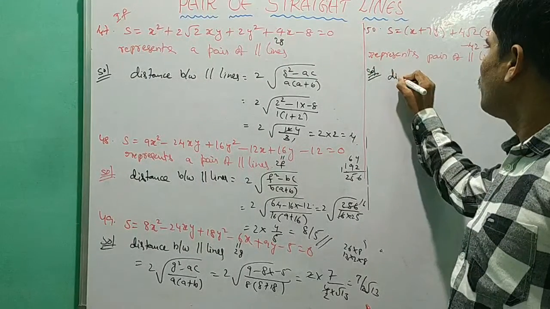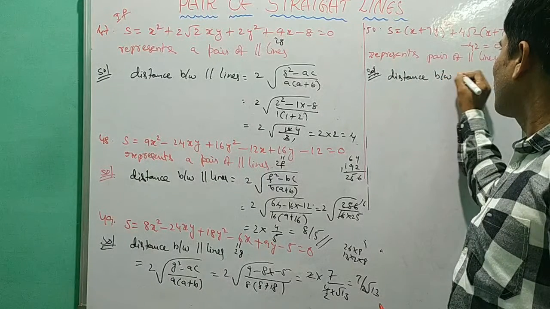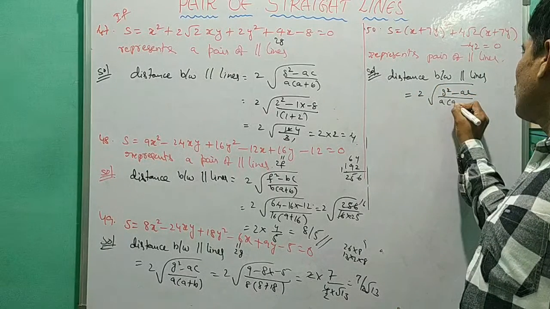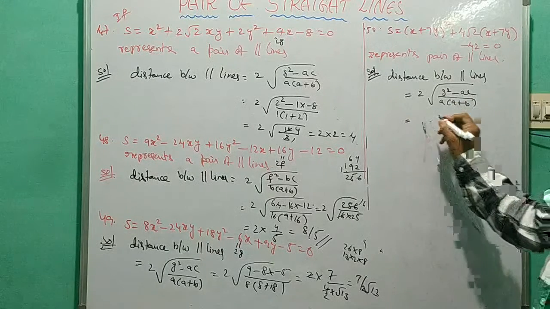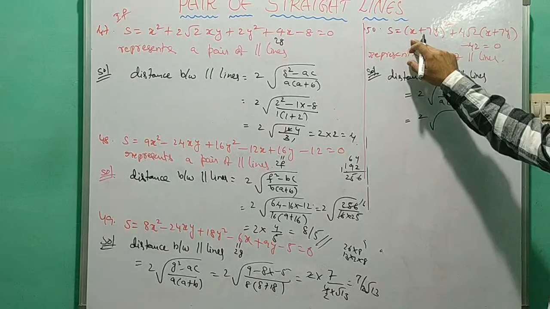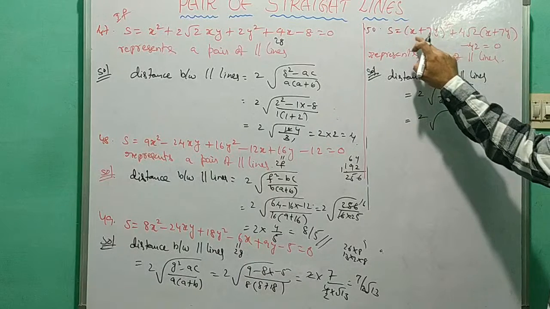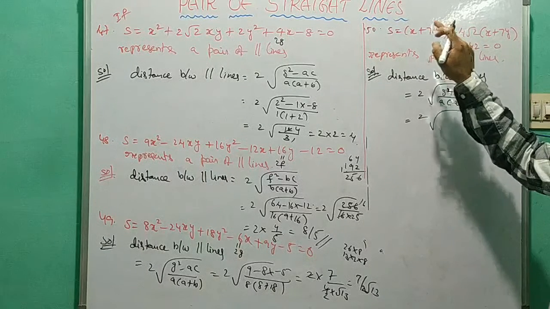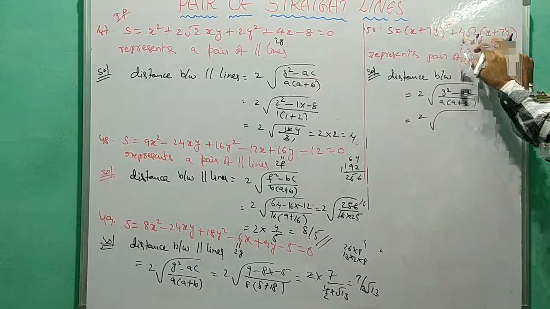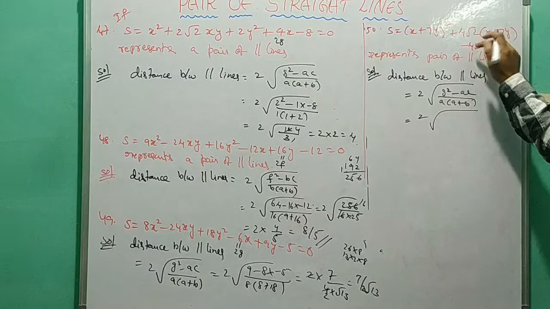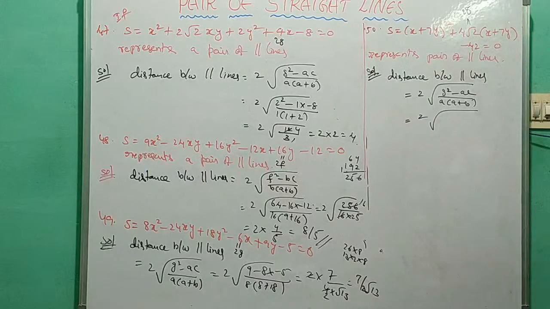Here also to find the distance between parallel lines, the formula is 2 into square root of g square minus ac by a into a plus b. Now substitute the values of g, a, c and b. Here the x square, y square and xy terms are in the first term, and only the x coefficient and y coefficient are in the other terms. Now the x coefficient is 4 root 2, so g value is 2 root 2.